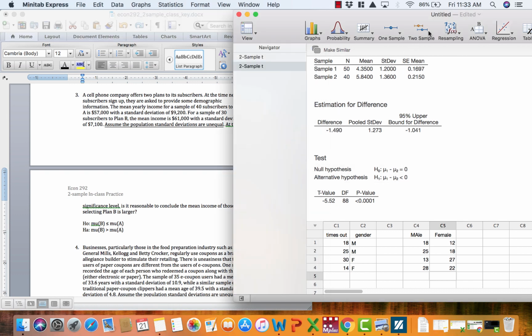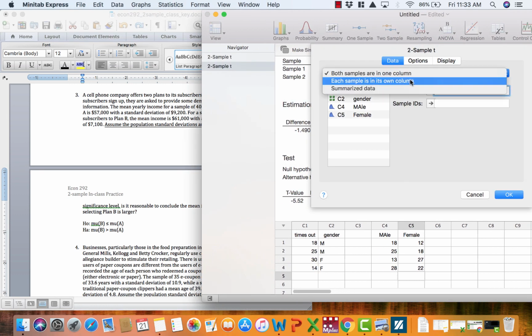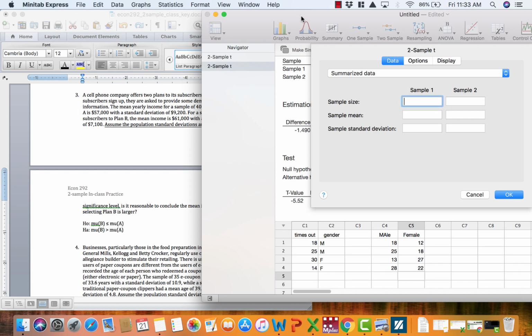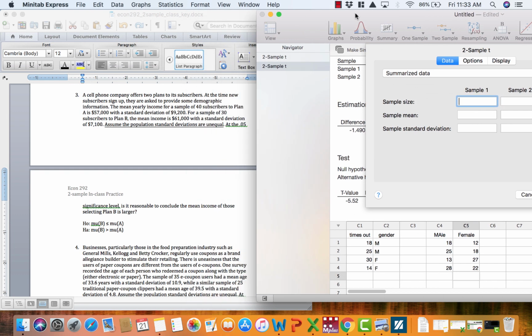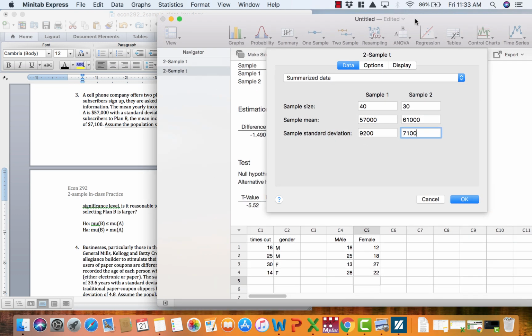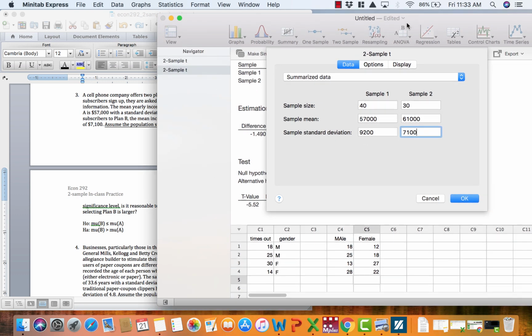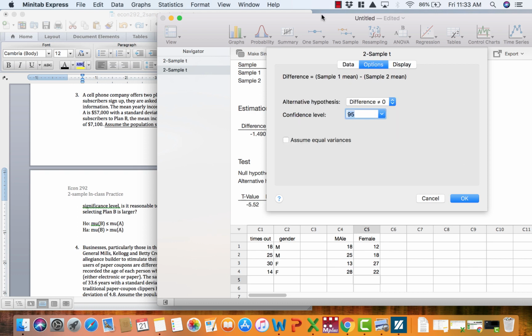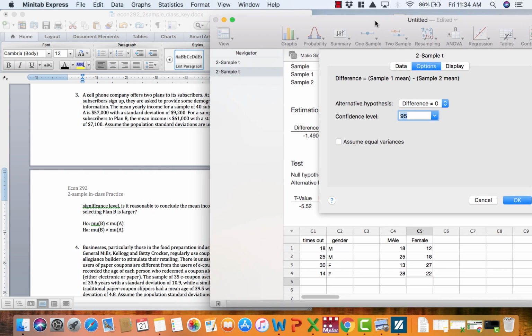We can go over to 2-sample T, summarize data, and put in our information as we read it in the problem. So we have 40 for Plan A, 57,000, 9,200, 30, 61,000, 7,100. Everybody good so far? Now we go under options, and we need to think through this.